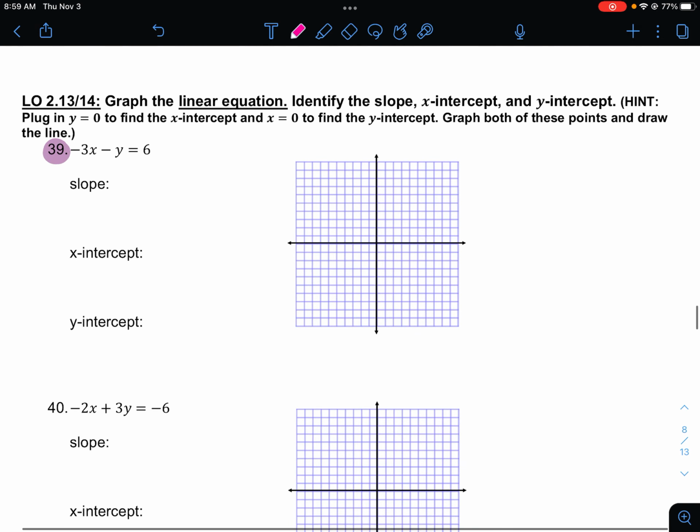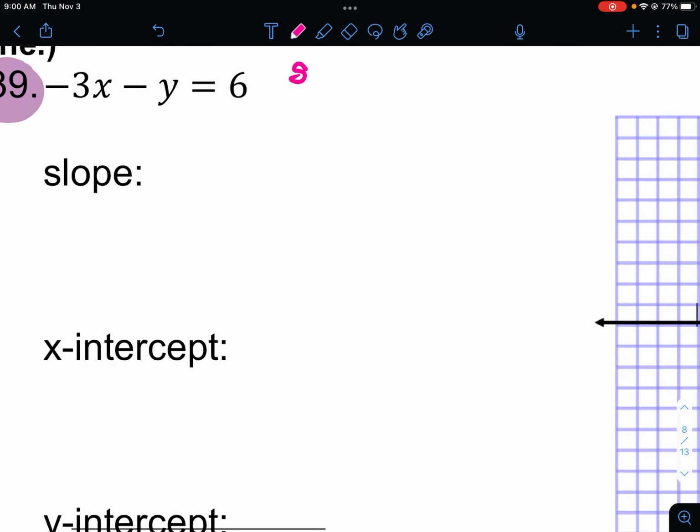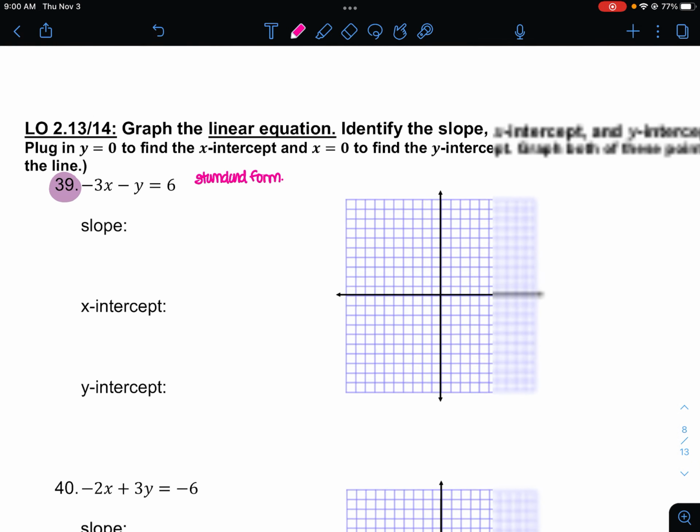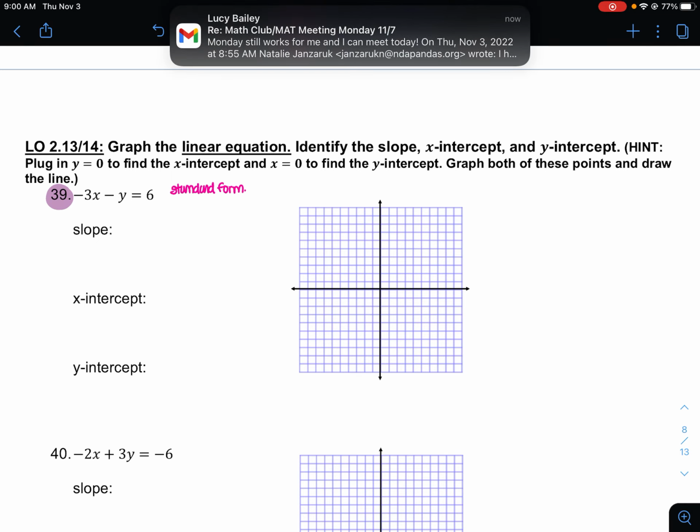Okay, still graphing linear equations, but notice these equations are not in slope-intercept form. They are in standard form. So you are going to graph these a little bit different. I give you a hint. Plug in y equals 0 to find the x-intercept and x equals 0 to find the y-intercept. Then graph both of these points and draw the line. And then we will find the slope.